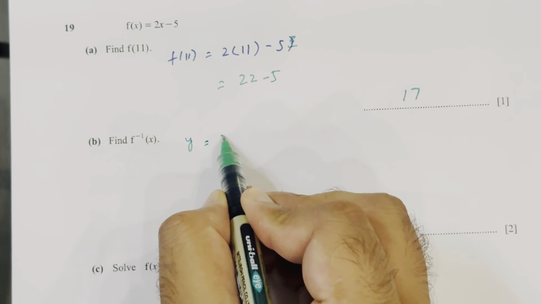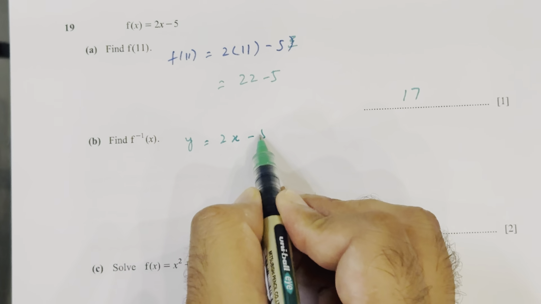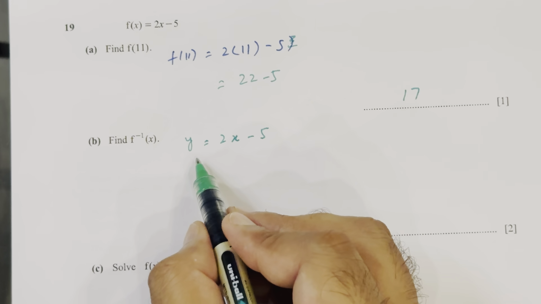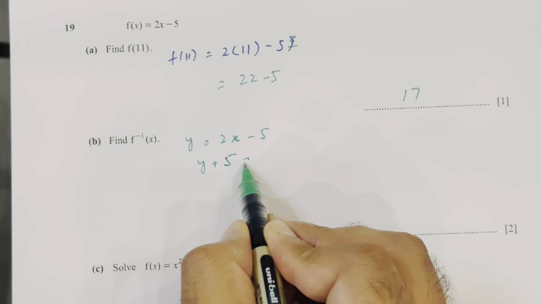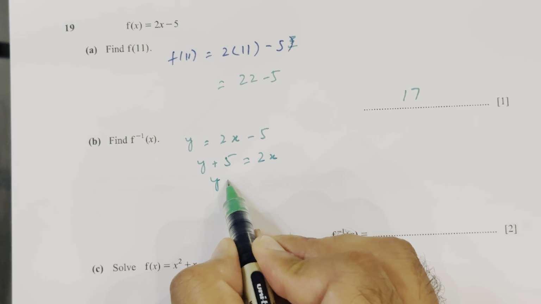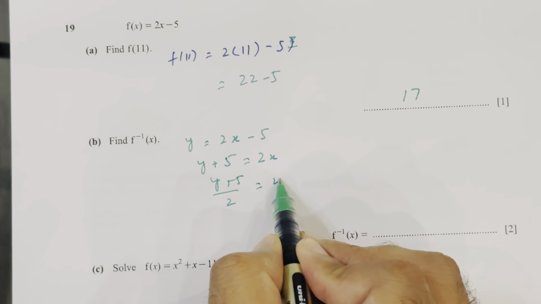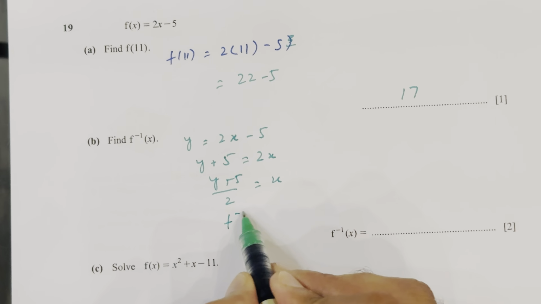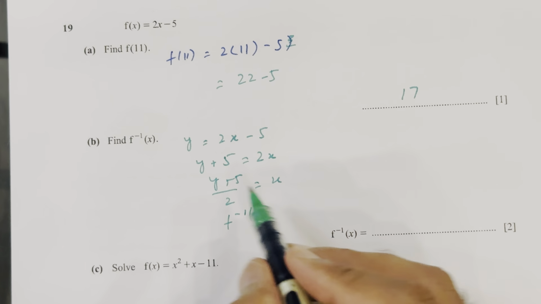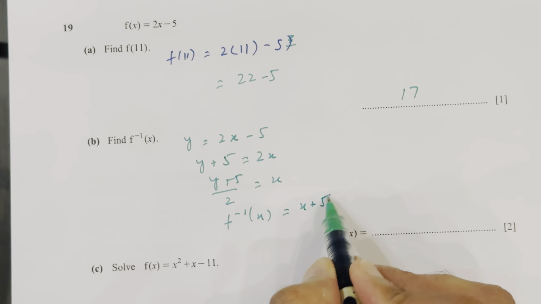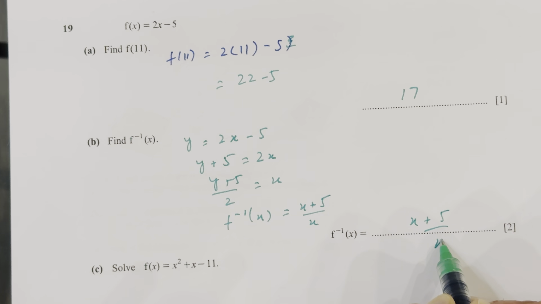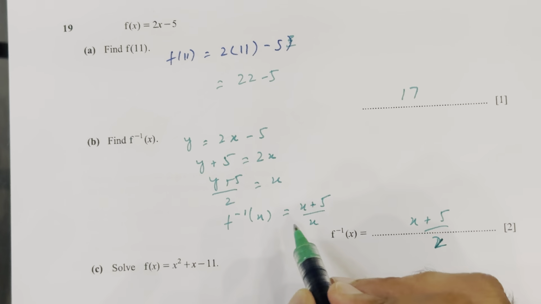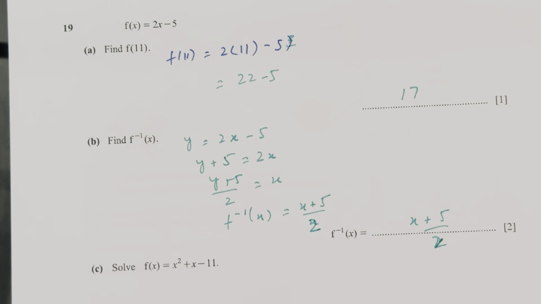Now we need to find f inverse of x. First we need to put it equal to y. Let y be equal to 2x minus 5. Now we need to make x the subject. y plus 5 is equal to 2x. Then y plus 5 over 2 would be x. When x is the subject, you write it as f inverse of x, and where y is present, you write x. So this is our answer for f inverse of x: x plus 5 over 2.